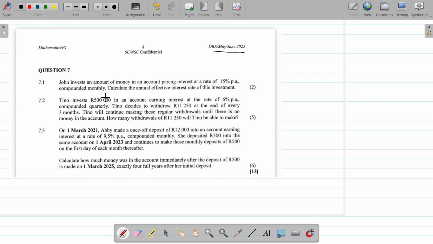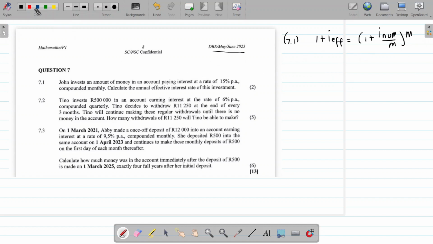So I've already seen this particular question before in one of the previous papers. This is a question that requires us to convert a nominal interest into an effective interest. So from our previous video, if you want to know what effective interest and nominal interest are, you can go to the previous video. And now 7.1, the formula for us to convert nominal interest to effective interest is 1 plus i effective equals 1 plus i nominal over m, raised to the power of m.